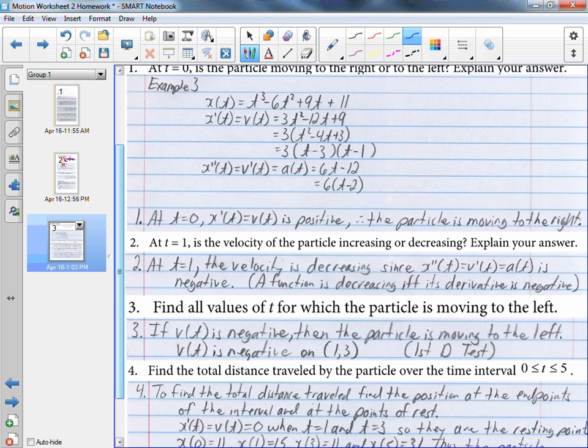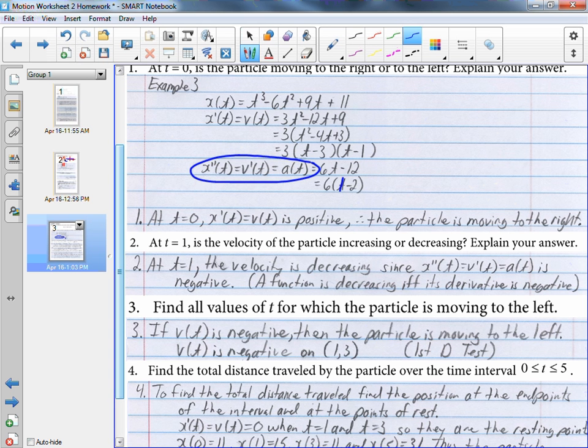So I had already found the derivative of the velocity, so all I've got to do is put a 1 in there. 1 minus 2 is negative. 6 times negative is negative. So at t equals 1, the velocity is decreasing since, and you don't have to write every possible notation you've ever used. You've spelled out that they're all equal to each other, so you should be good no matter which one you use. So I'd probably use a of t is negative. And then this is a note from me to you: a function is decreasing if its derivative is negative. Okay?